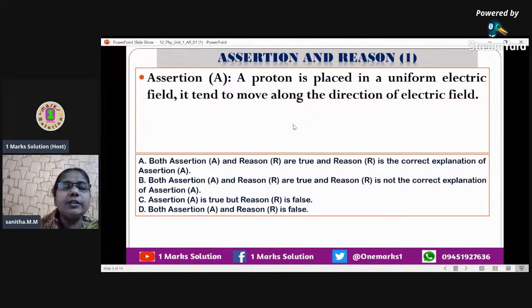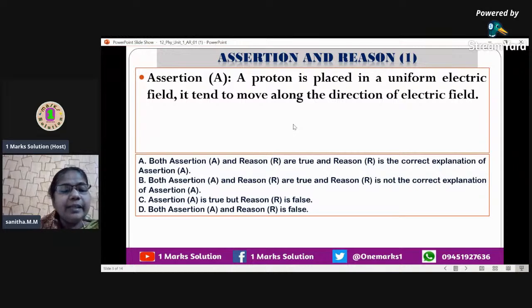You can see that assertion and reason. Before going for that, you should have an idea about what is assertion and reason. So first of all, you have to go for the ABCD. The first one: both assertion and reason are true, and the reason is the correct explanation of the assertion. That is, if both are true and the second one is the correct explanation, we can write A. The second one: if both are true and the second one is not the correct explanation of assertion A, then we can go for B.